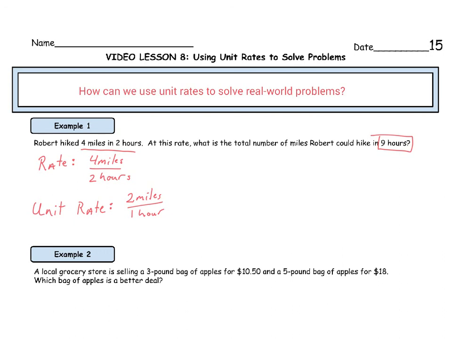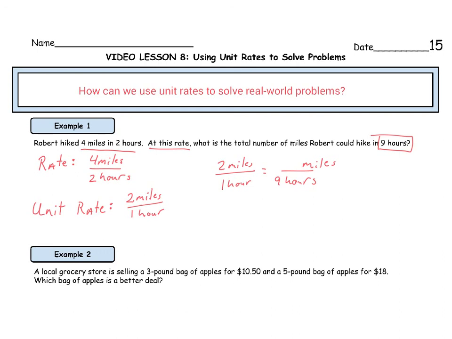We can use a number of strategies to find our answer. We know tape diagrams, double number lines, ratio tables. I'm also going to show you one more here. I have a fraction of 2 miles per hour. Since we know that Robert's traveling at that rate, we can figure out how many miles he hikes in 9 hours. Notice how I have miles on top and hours on the bottom. Those two fractions stay consistent.